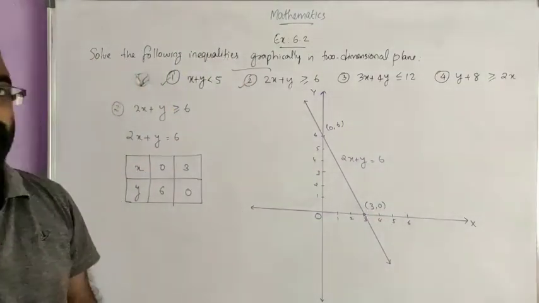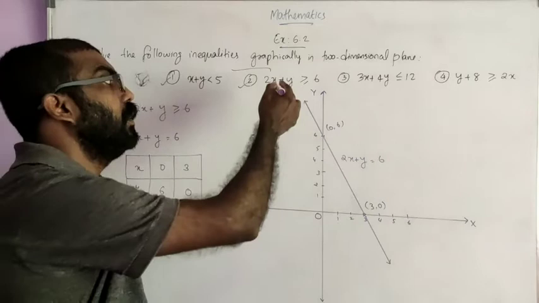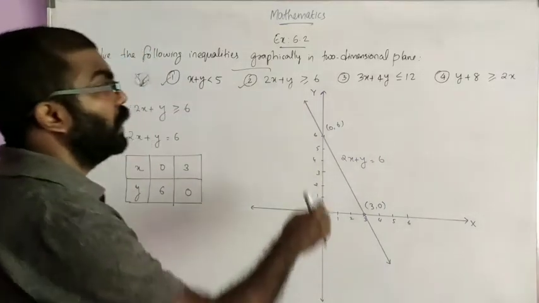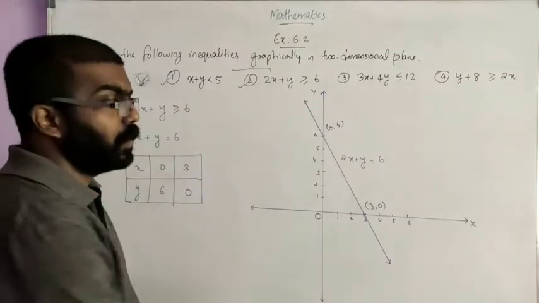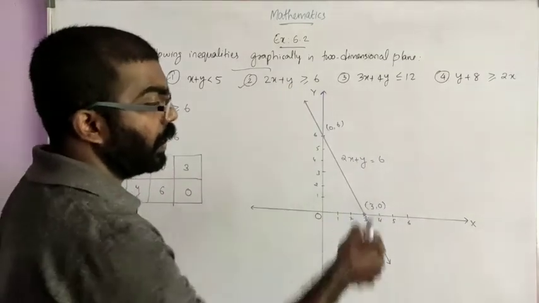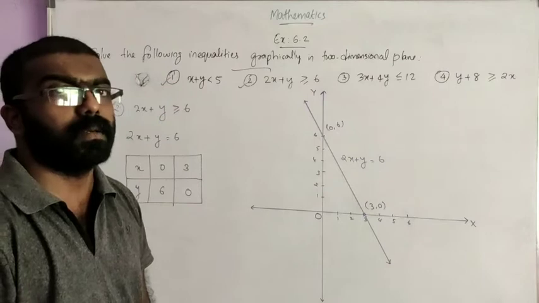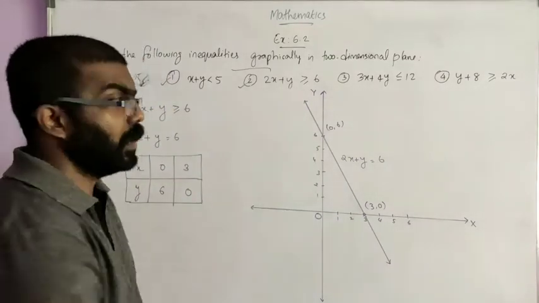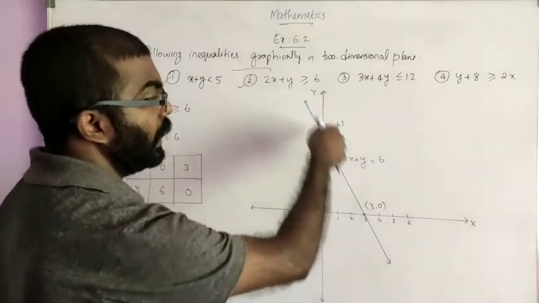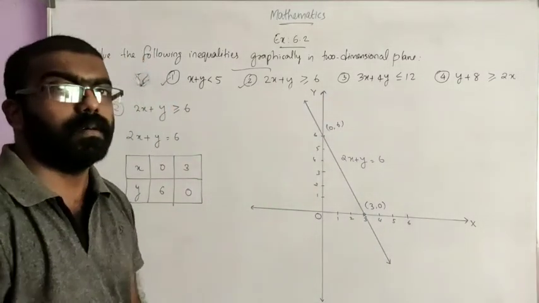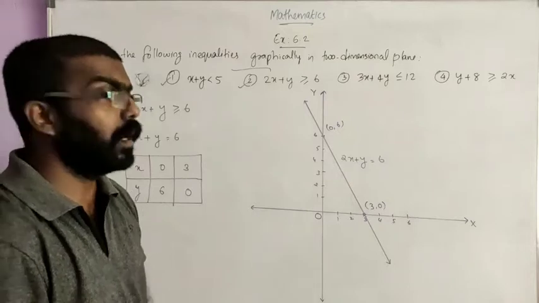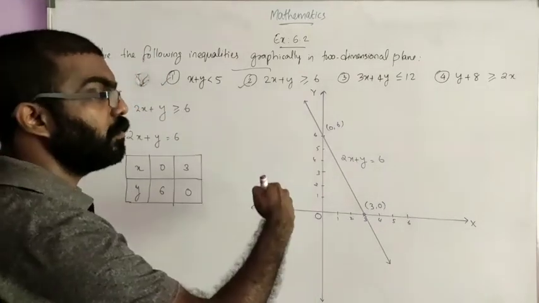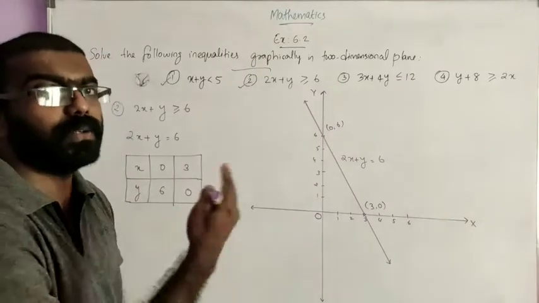Now we have to find the solution region of 2x plus y greater than or equal to 6. Here the symbol is greater than or equal to, so all the points on the line will be a solution. Okay, all the points which lie on the line will be a solution. That's why we use the line as a dark line, or not broken line. Okay, now we have to find the half plane. If it is the lower half plane or the upper half plane, that we have to find out.